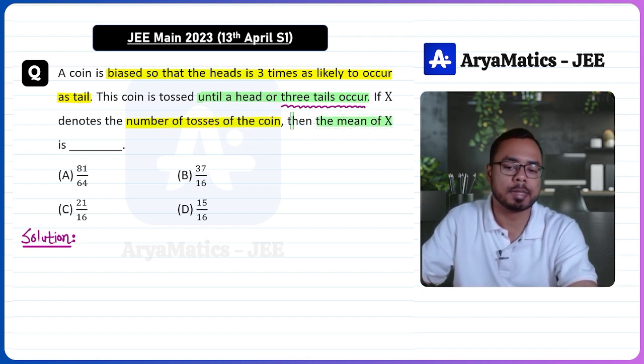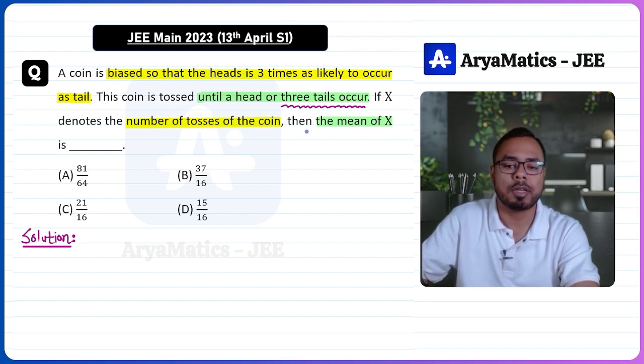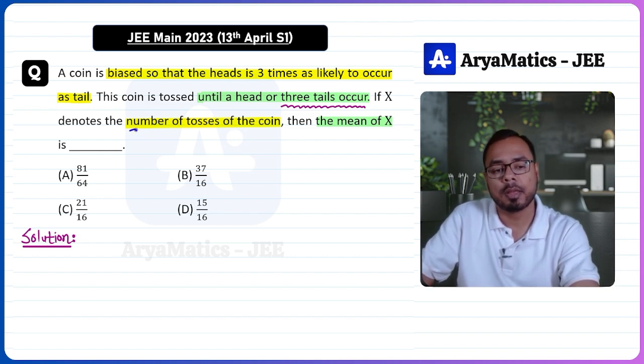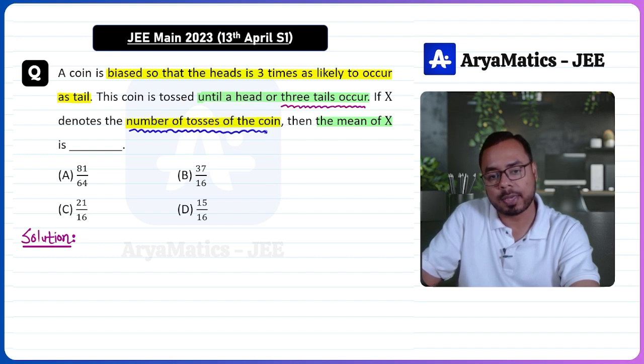First, we have to write the sample space. Then we have to see what the different possible values of x are. After that, we'll need to create a probability distribution table. And then we have to find the mean or the expected value of x.